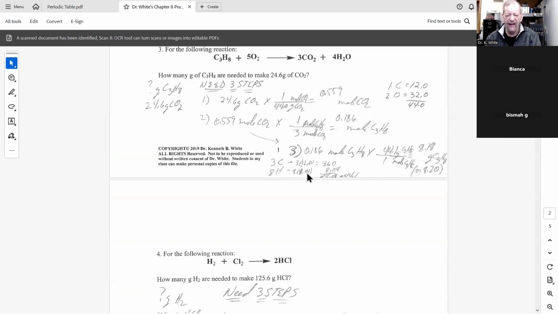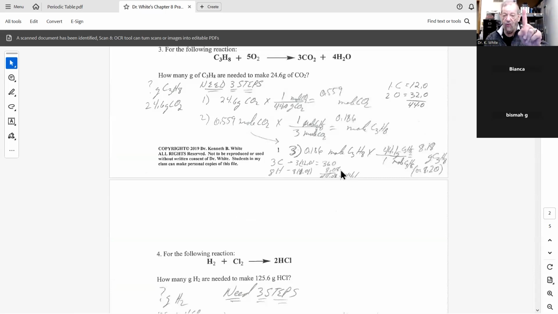So I have 3 carbons, each carbon 12.0, do the math, 36.0. I have 8 hydrogens. 8 times 1.01 is 8.08. And you add it up, you get, it's hard to see, but that's 44.08. Remember, you get the same number of significant figures to the right of the decimal in addition as the number with the fewest.